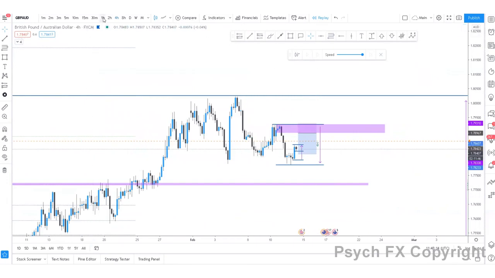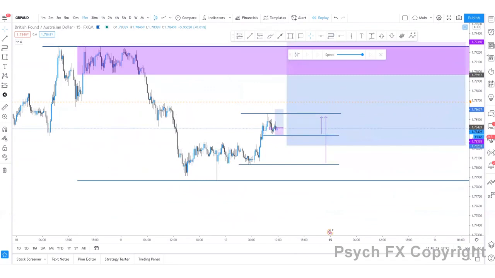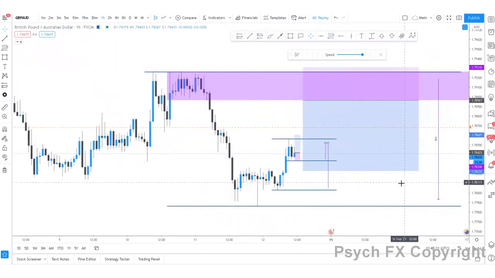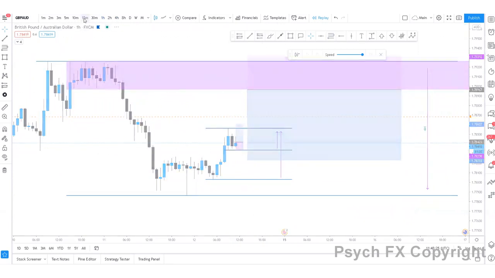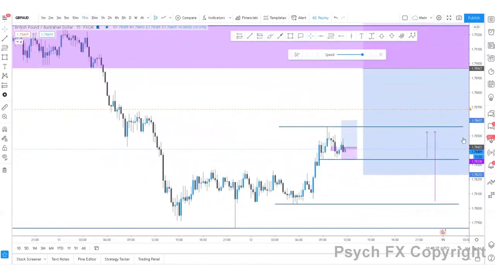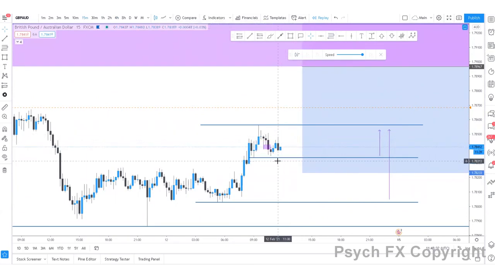But on the 1-hour, I think it was the 1-hour. No, it's 15-minute. So the 1-hour is this range right here, this overall range with the bigger arrow. And then the 15-minute range is this one up here. So you might be looking at this like, I didn't actually take this. This is just for illustrative purposes.